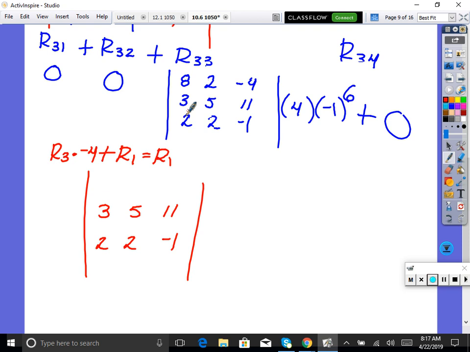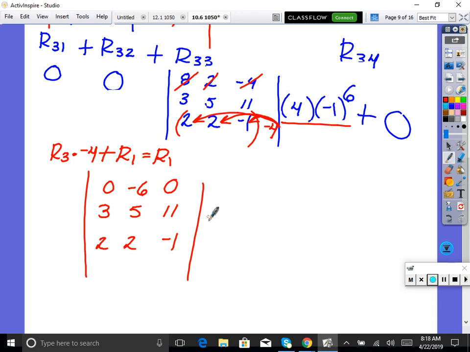So then we'll do this times by negative 4. Negative 4 times 2 is negative 8. Negative 8 plus 8 is 0. Negative 4 times 2 is negative 8. Negative 8 plus 2 is negative 6. Negative 4 times negative 1 is 4. 4 plus negative 4 is 0. Okay. Then we have all that times by 4. Agreed? So I'm going to ignore the times by 4 for a second.